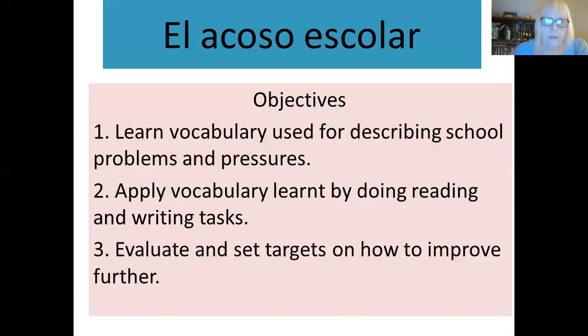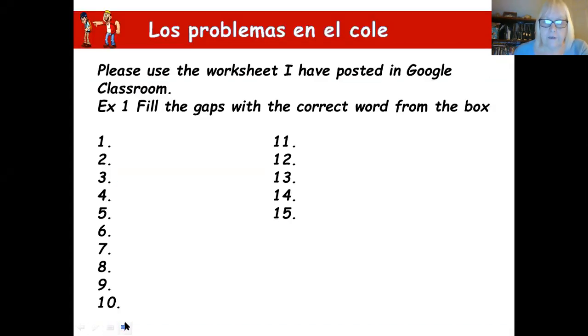So here are the objectives we've been working towards all week, looking at vocab and using it to describe school problems and pressures. We've done lots of reading, writing tasks and translations, and this lesson, we do have some more of the similar things to do. Now, los problemas en el cole is just a different way of saying el acoso escolar, so problems at school.